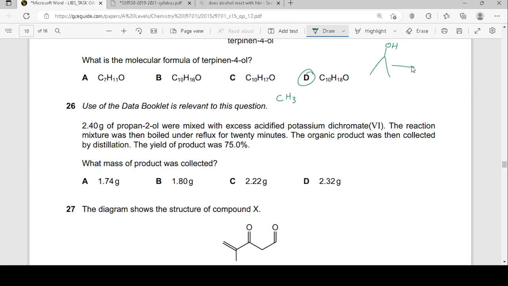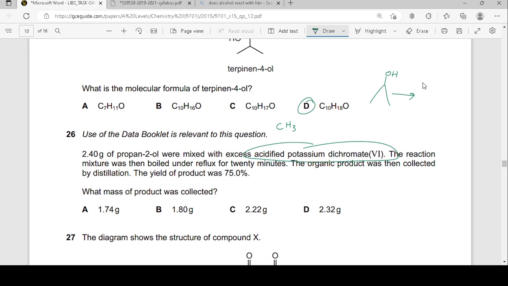Anyways, my favorite is skeletal though. So you're forming propanone, I assume, because they said, wait, is it? Let me just check. Yeah, it's acidified potassium dichromate, that's oxidation, so it is going to be propanone. The reaction mixture boils under reflux for 20 minutes. The organic product is collected by distillation, the yield is 75%. So you'll get propanone.